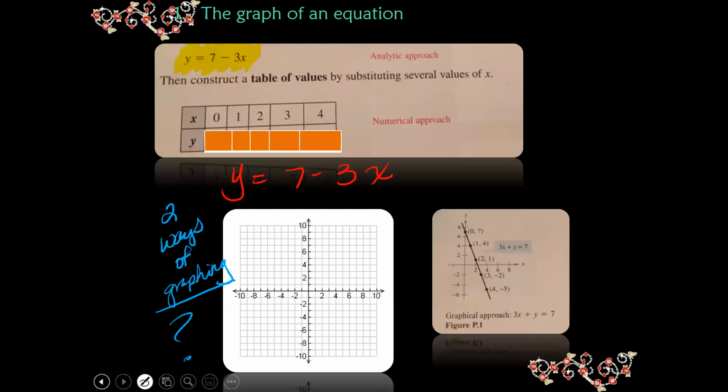And I'm going to have you guys just work on this one by yourself. You should know that it's a straight line. These are your values. You have 0, 7, 1, 4, 2, 1, 3, -2, 4, -5, and you should construct a straight line.